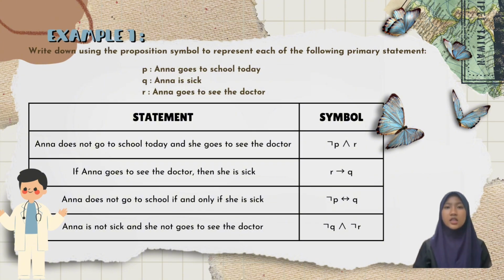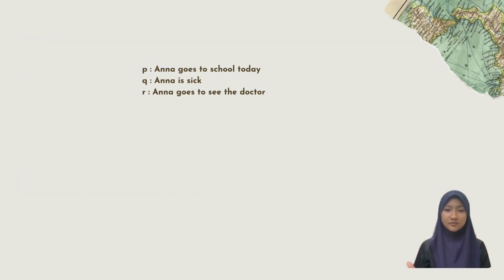Third, Anna does not go to school if and only if she is sick. This is a biconditional statement since it has if and only if. So the symbol that we use is not P if and only if Q. And the last statement, Anna is not sick and she does not go to see the doctor. In this statement, it has negation and conjunction. So the symbol is not Q and not R. And that's it.